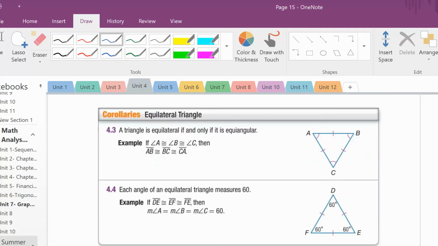An equilateral triangle, if a triangle is equilateral, it is also going to be equiangular, meaning all the angles are congruent. And in fact, if all the angles of the triangle are congruent, that means they're all 60, because remember, it has to add up to 180. So that's what these two theorems say, is that a triangle is equilateral if and only if it's equiangular, and if a triangle is equiangular, then the angle measures are 60 degrees.